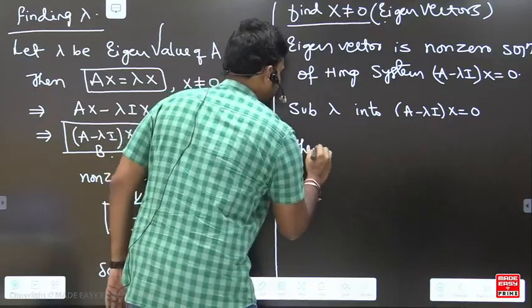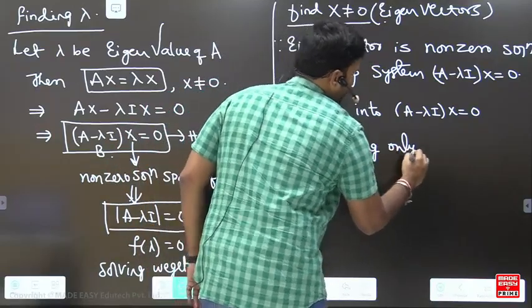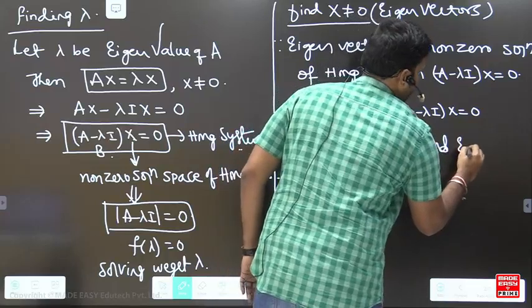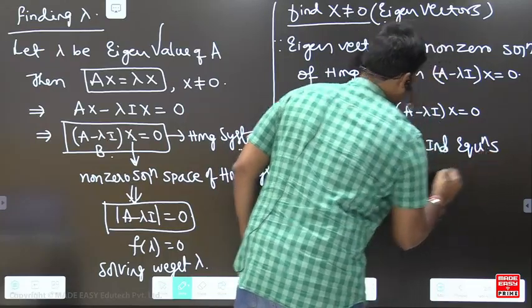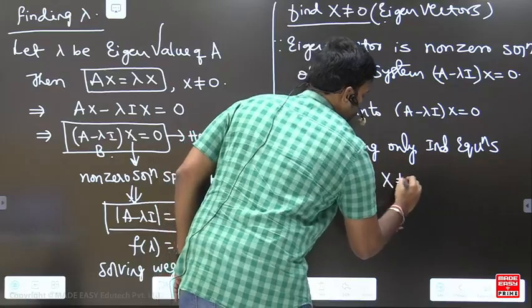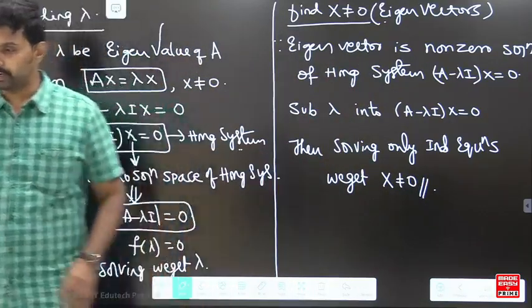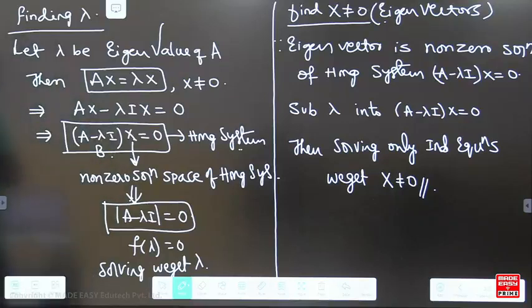Then, solving only the independent equations, we get the x not equal to 0. So this is how you solve for the eigenvector.